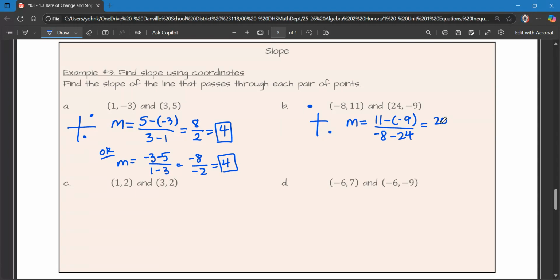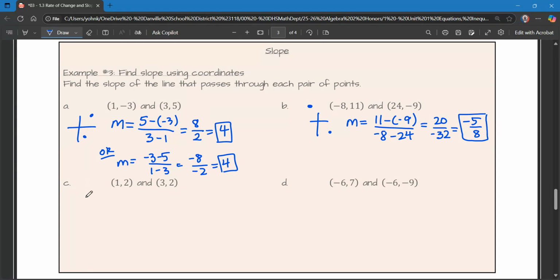That gives me 20 in the numerator and -32 in the denominator. Simplify your fraction, -5/8. It's a negative number, so we probably did it right. Also, whenever you're working with a fraction, no matter what math class you're ever in, always reduce it.